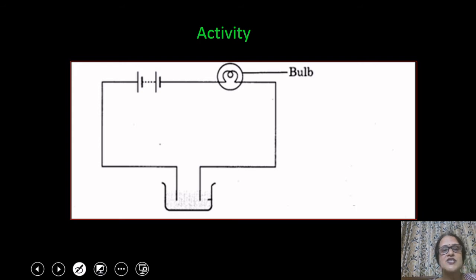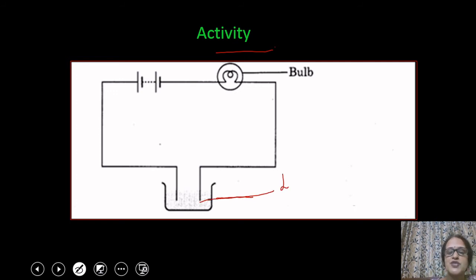So we can understand the conductivity of different liquids with the help of this activity. Students, you can see here that one end of the bulb is connected to a wire and the other end of the wire is immersed in a liquid which we are going to test. Suppose it is lemon juice, or any other testing solution you can keep here. So suppose I have taken lemon juice here.